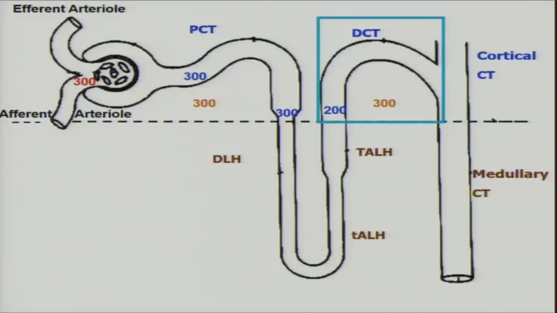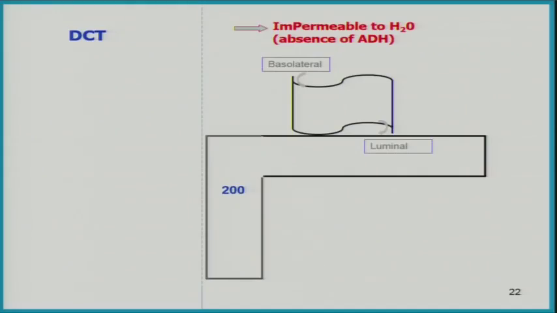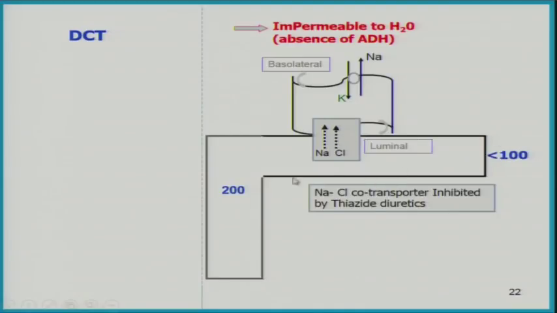Moving on then to the distal convoluted tubule, remembering that the urine coming out of the thick ascending limb has an osmolarity of 200. And here, again, is my cartoon of the distal convoluted tubule. The cell, this is the lumen, the basolateral membrane, and the luminal membrane. You get the active sodium potassium ATPase pump. And then again, you get a sodium chloride co-transporter. And it's this co-transporter that gets inhibited by a thiazide diuretic. So with this being functional, the osmolarity gets down to less than 100.